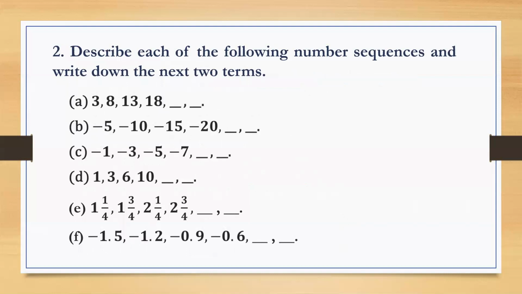Number 2, describe each of the following number sequences and write down the next 2 terms. Look at the first part, 3, 8, 13, 18. So what is happening in this sequence? We are adding 5. So describe each of the following. What you have to do here is just say add 5. You just need to write down add 5. And then you write down the next 2 terms.